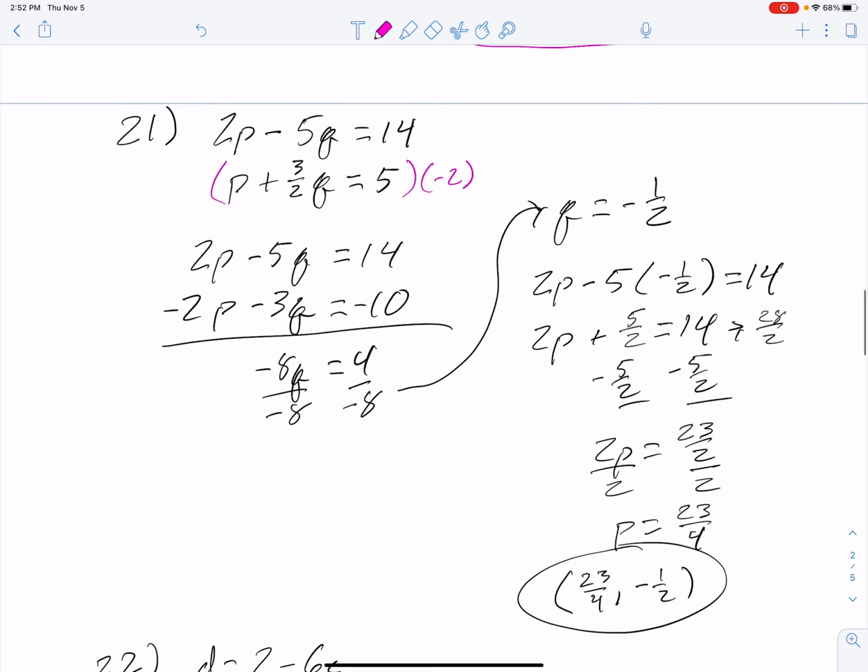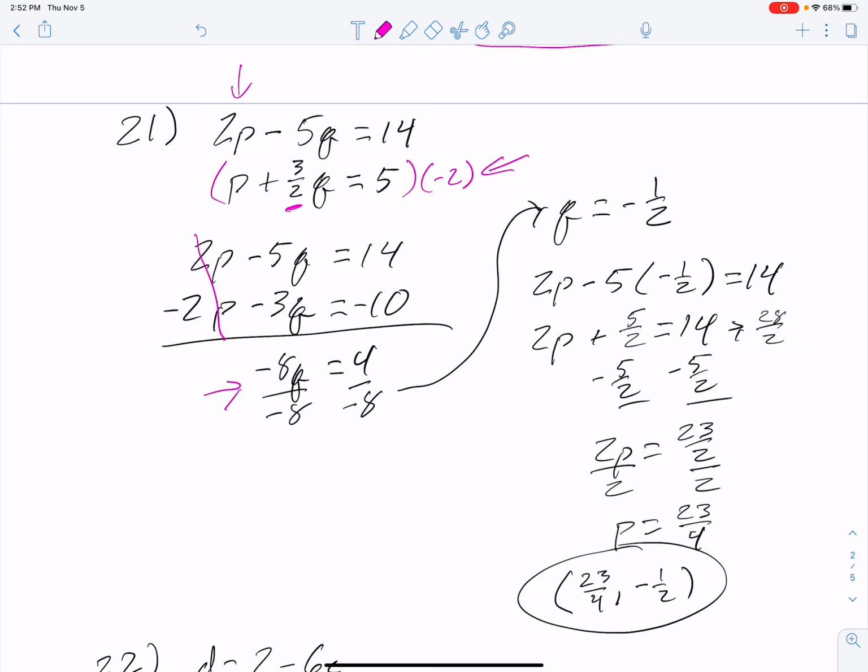21 looked like it was a good opportunity to use some substitution, but I didn't want to have to deal with this fraction 3/2, so I decided to eliminate my p-values by multiplying by -2. Conveniently, when I did that, -2 times 3/2 got me -3 since the 2's canceled. So in an attempt to avoid that fraction, I actually got rid of it.